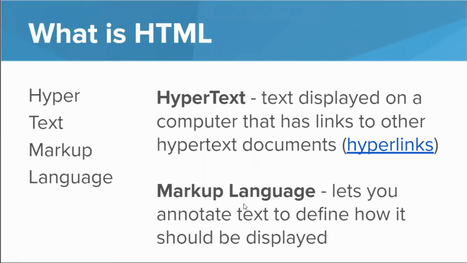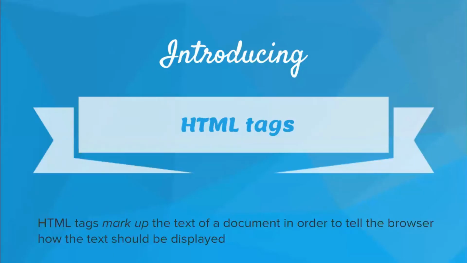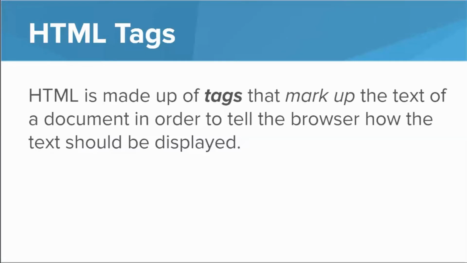Next one is markup language. So you annotate text to define how it should be displayed. So, how does HTML mark up the text of a web page? HTML tags mark up the text of a document in order to tell the browser how the text should be displayed. HTML is made up of tags that mark up the text in a document.